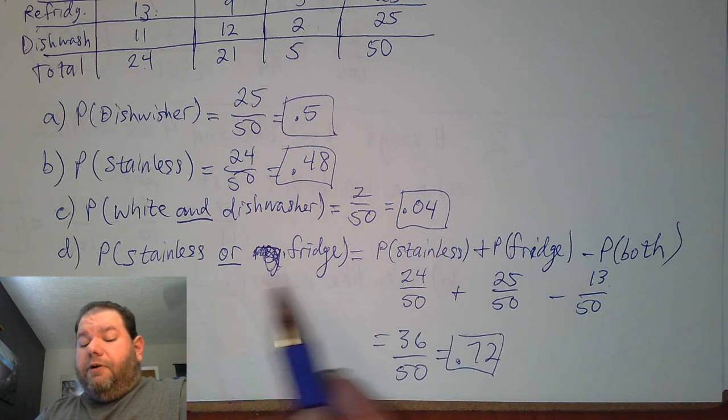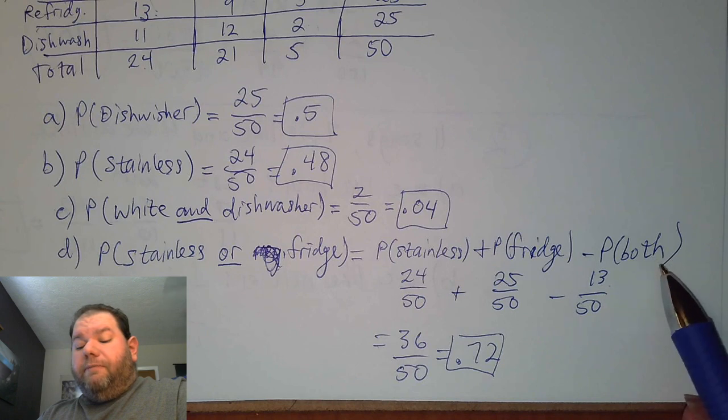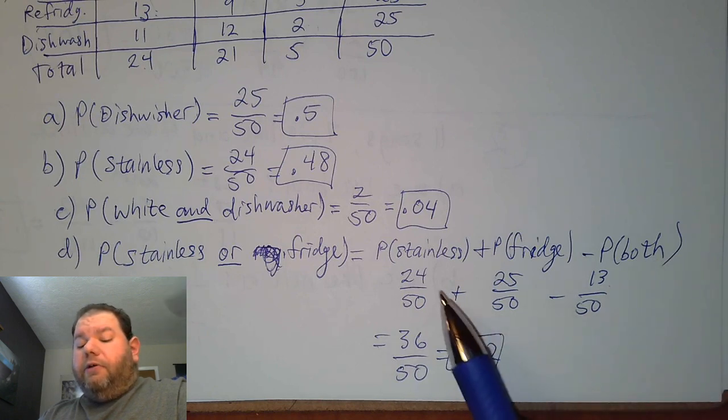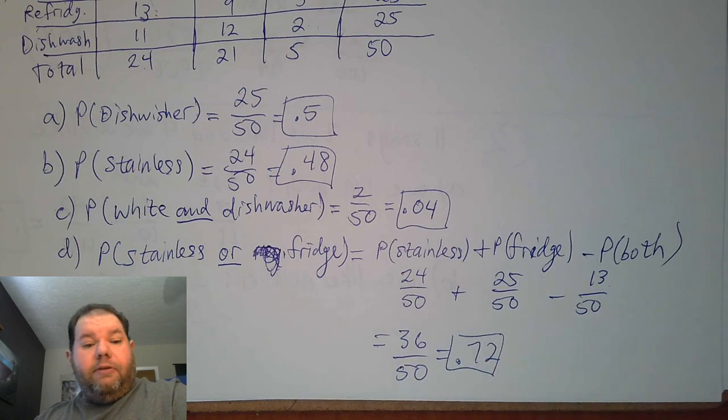So with part D, we found the probability of both was 13 over 50, and so we combined all of those together. We got 36 out of 50, which comes out to be 0.72.